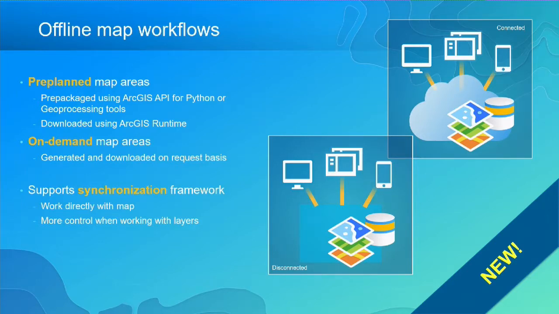And that's where the pre-planned map areas and on-demand map areas comes handy. So instead of asking to generate or handling all the layers by yourself, you can just say that, okay, give me this map offline, and we handle all of that stuff for you. Either if you want to generate the data on the fly using on-demand, or if you already know the work areas where your offline users are, then you can use the pre-planned workflow to create the data in advance, and then you can just download it instead of generating it. And both of these are designed to work with the synchronization framework.